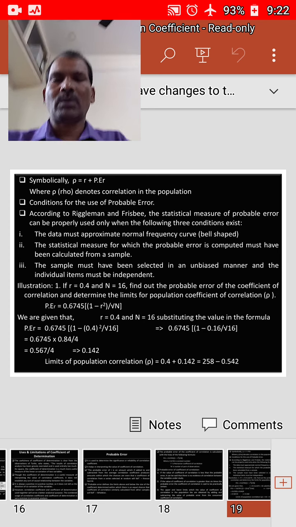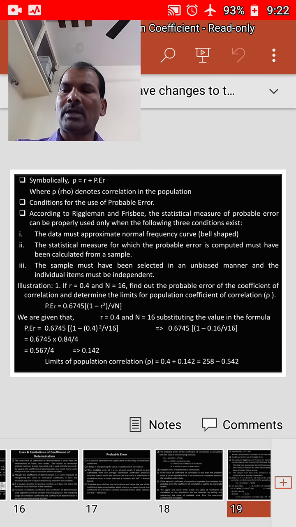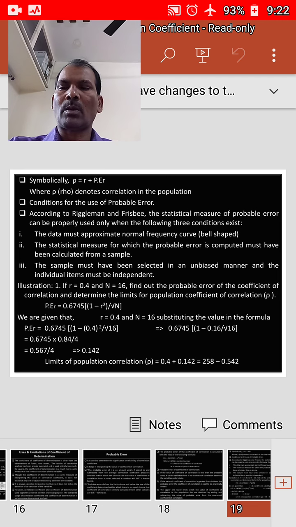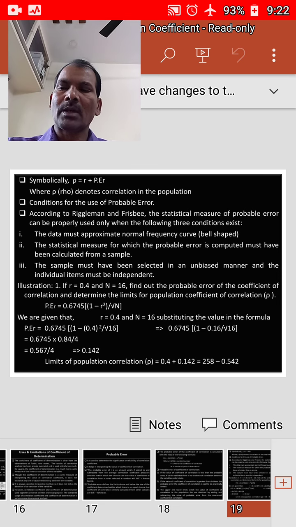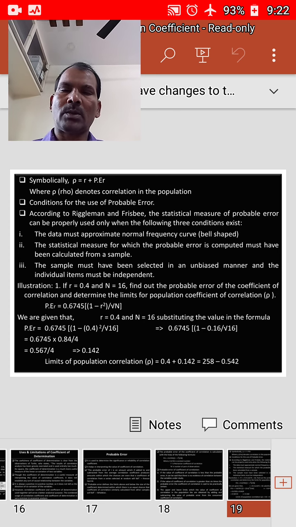We will take one example for better understanding here. What is given is, if r is equal to 0.4 and n is equal to 16, find out the probable error of the coefficient of correlation and determine the limits for the population coefficient of correlation, that is rho. We will take the formula probable error is equal to 0.6745, which is constant, into (1 minus r square) by under root n. We know that r is equal to 0.4 and n is equal to 16.